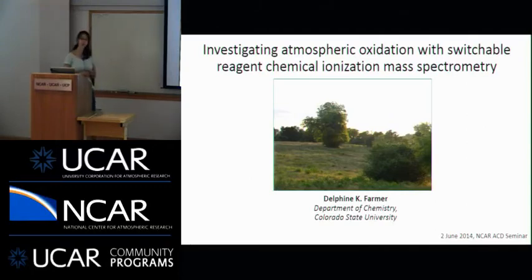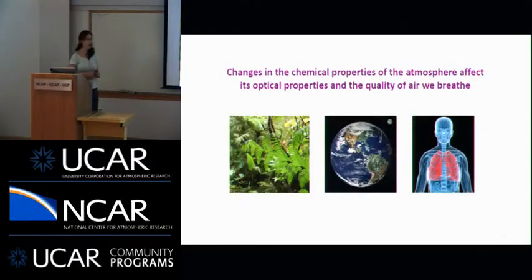And the real questions we have are fundamentally about how changes in the chemical properties of the atmosphere affect the optical properties, so climate, and the quality of the air we breathe. And the question really is how do these organic molecules that are emitted by plants, how does their chemistry change the properties of the atmosphere? So we want to understand oxidation chemistry.